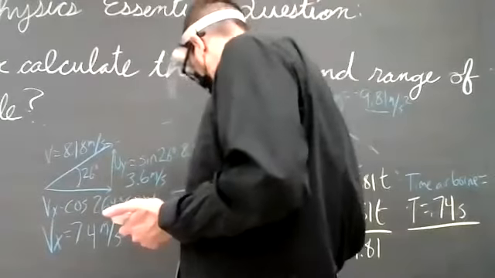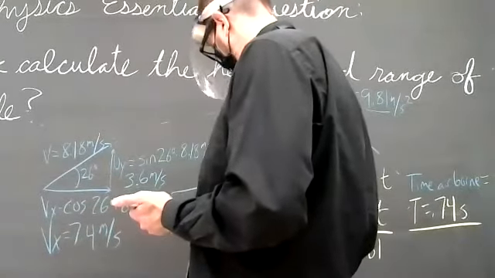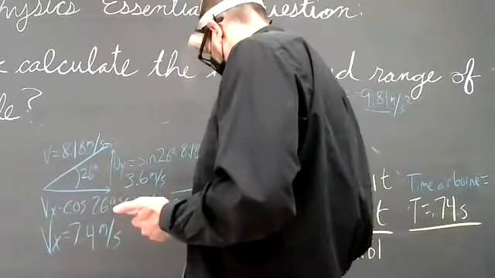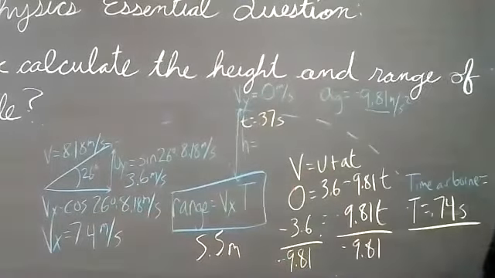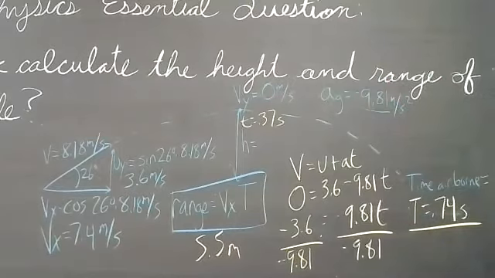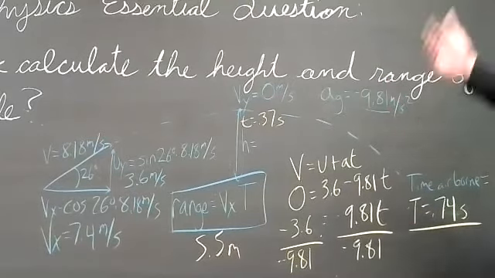So it should land 5.5 meters away. We might start to get a little uncertainty here because we're really going to watch this, right? We want to see that it lands 5.5 meters away. How high up will it go?